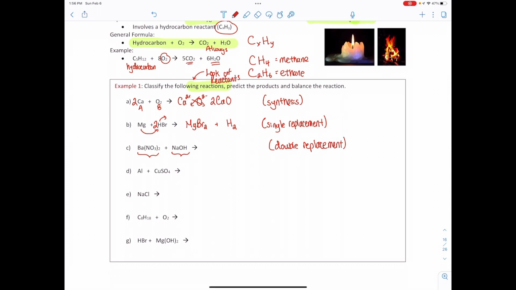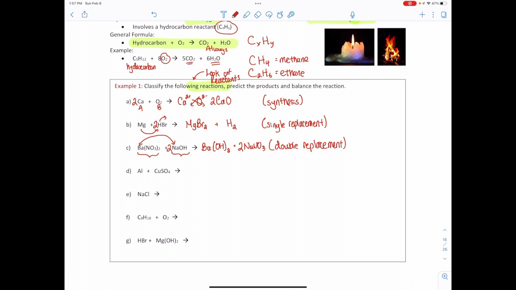Okay, so Ba is going to swap with Na. So I now have Ba, charge of 2, OH, charge of 1, so Ba(OH)2, plus NaNO3. And then to balance it, I'm going to put a 2 in front of here and a 2 in front of there.